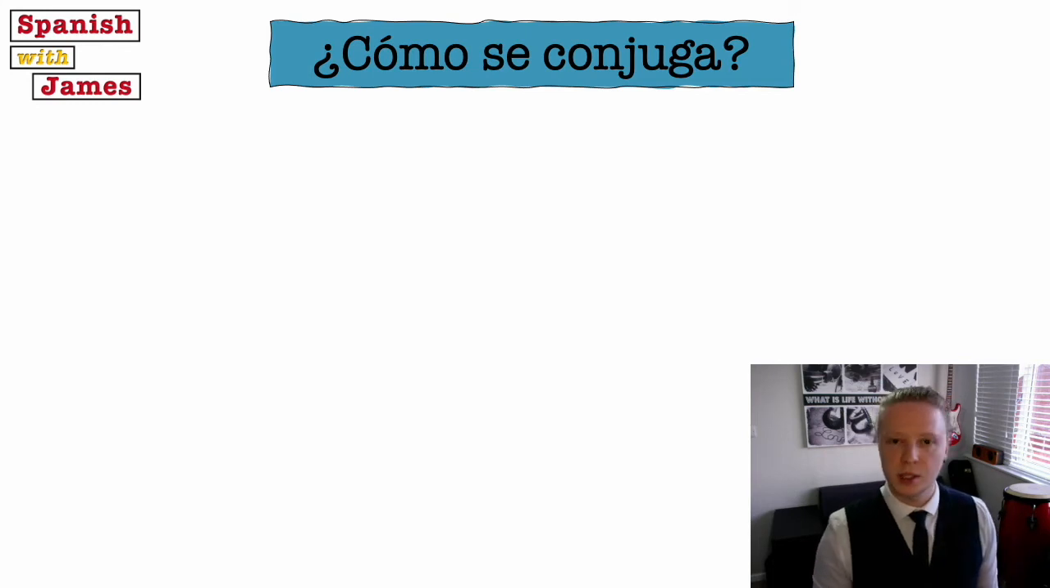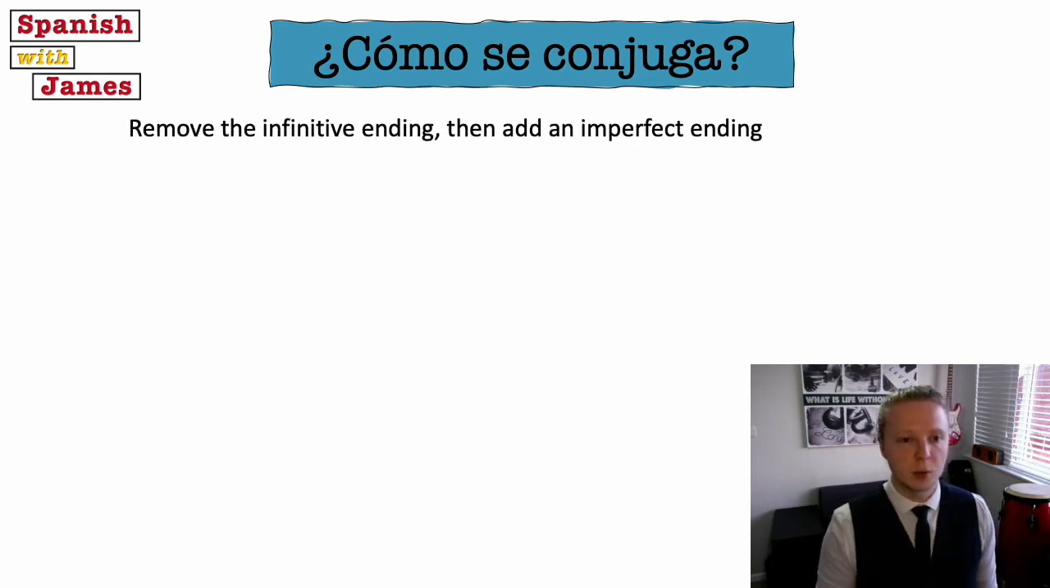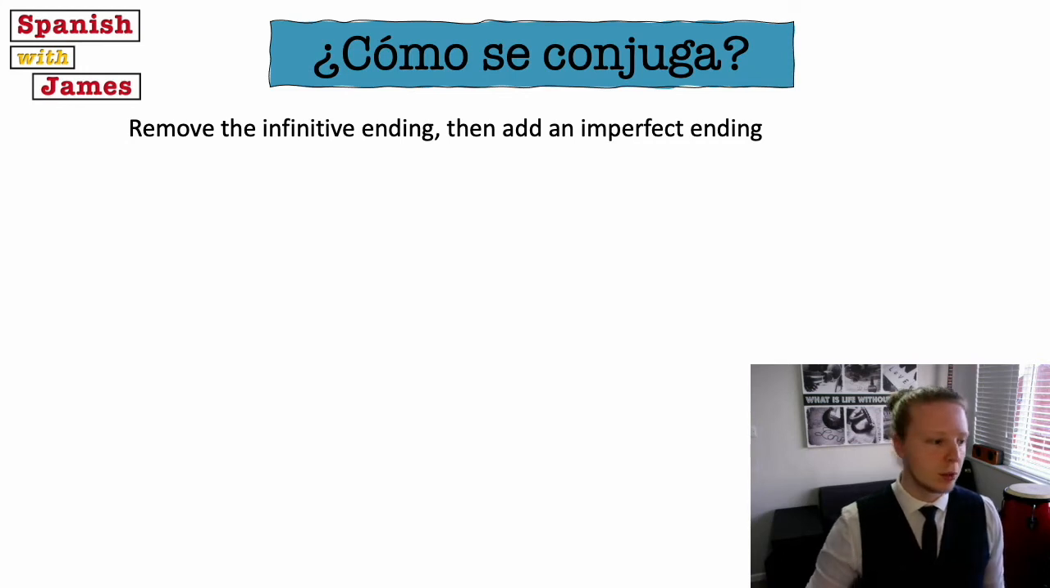Now, just like with the present tense and with the preterite tense, first we remove the infinitive ending, so the AR, the ER, or the IR from our regular verbs, and then we need to add the imperfect ending. So you probably know the present tense endings: o, as, a, amos, as, an. O, as, a, imos, is, en.